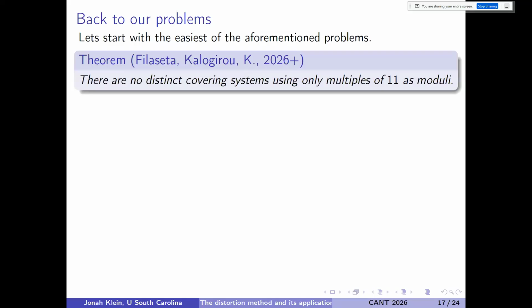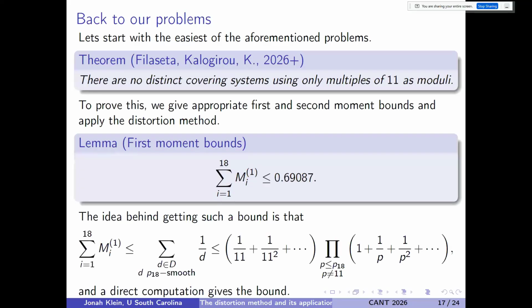Okay, let's get back to our problems now. Let's start with what I consider the easiest of the problems. What we managed to prove is that there are no distinct covering systems using only multiples of 11 as moduli. So that cannot be done. The idea is really just a pretty much direct application of the distortion method. We give bounds on the first and second moments. First moments are for the initial terms, second moments are for the tails. And if the bounds are correct, well, if we get a bound of 1, we win.